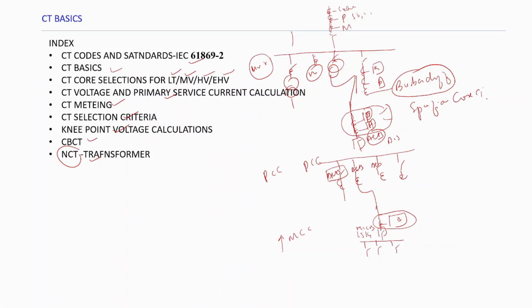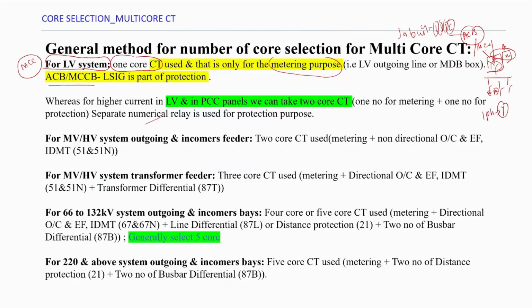Clear? Any doubt up to here? So medium voltage, 3 core CT: metering, non-directional overcurrent and earth fault, and transformer differential, bus bar differential, or cable differential.